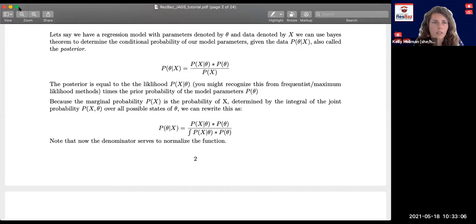I don't have my little pointer up. Back. Okay, there we go. Okay.